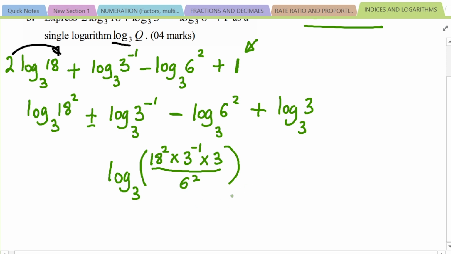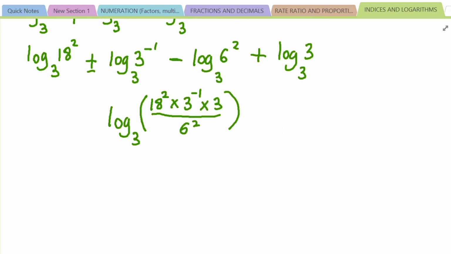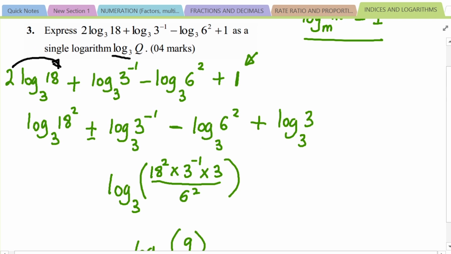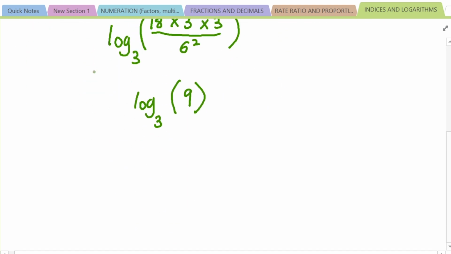So we shall end up having log of whatever we're going to get here as the answer to the base 3, and what we have there is 9. Now our question requires us to convert that number into a single logarithm, as you're seeing here, log of q base 3, and definitely this becomes our final answer. It is log of 9 base 3. So our value of q is 9, and that's the answer.